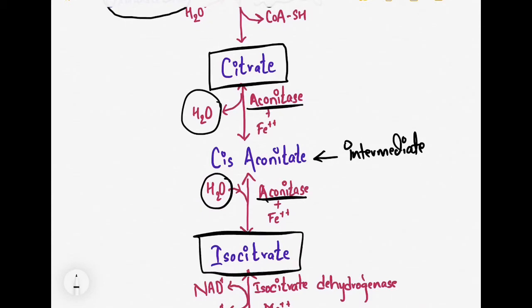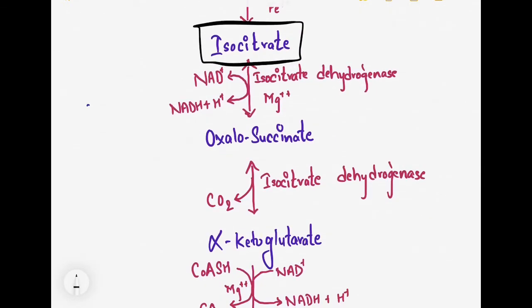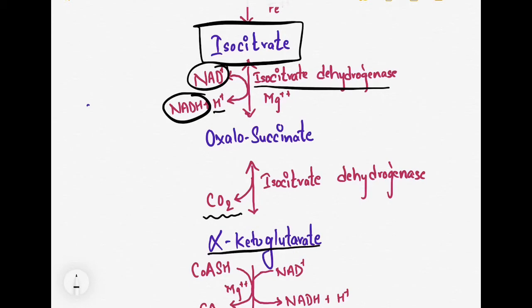Isocitrate then undergoes a series of reactions to form oxalosuccinate and then alpha-ketoglutarate. Here, both the reactions are catalyzed by the same enzyme, isocitrate dehydrogenase. Initially, isocitrate undergoes dehydrogenation reaction catalyzed by the enzyme isocitrate dehydrogenase, where NAD is reduced to NADH. In the second step, the oxalosuccinate undergoes oxidative decarboxylation reaction to form alpha-ketoglutarate, a reaction catalyzed by the similar enzyme.